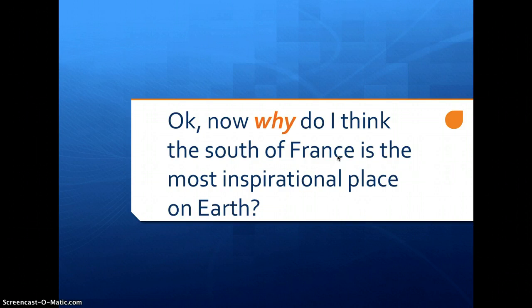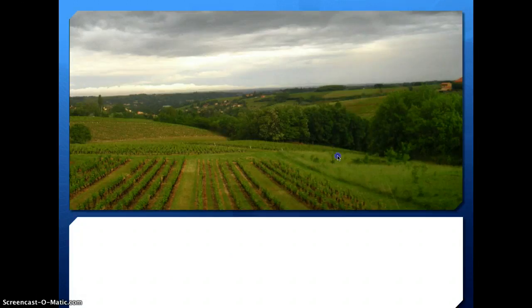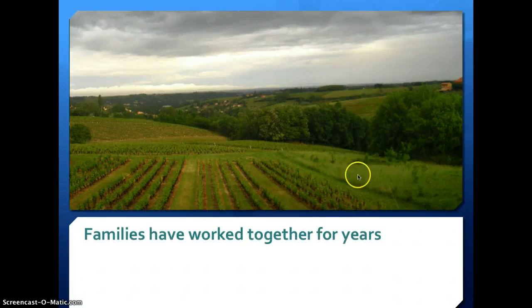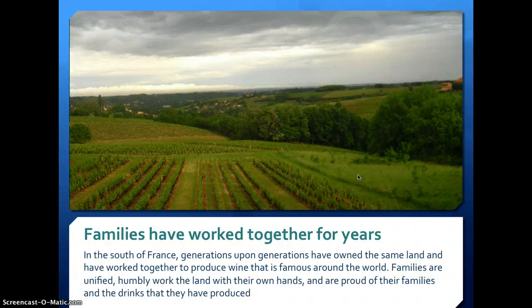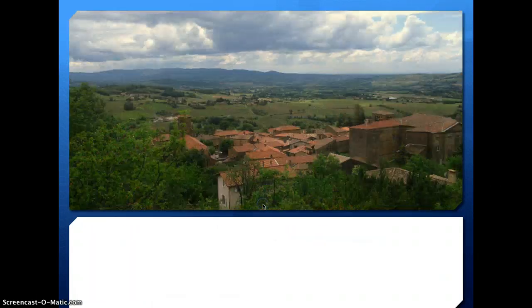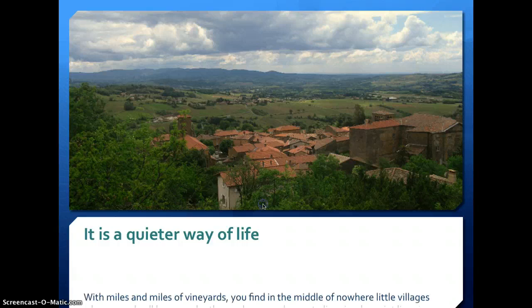Well, let me give you some of my personal reasons. One, families have worked together for years. In the south of France, generations upon generations have owned the same land and have worked together to produce wine that is famous around the world. Families are unified, humbly work the land with their own hands, and are proud of their families and the drinks that they have produced. These are some vineyards I saw, and families just love to tell you about their work. They are so proud of what they do. They love it.